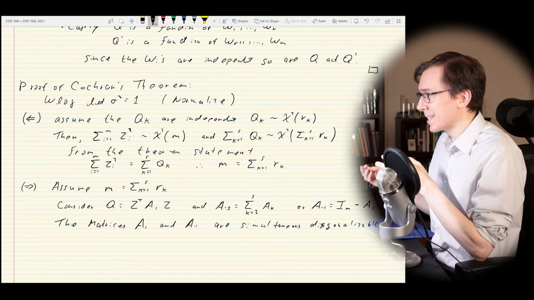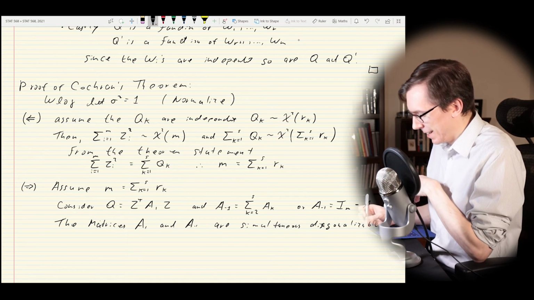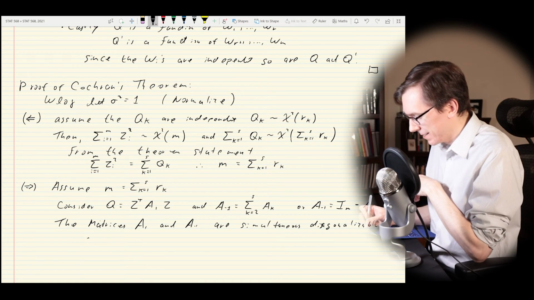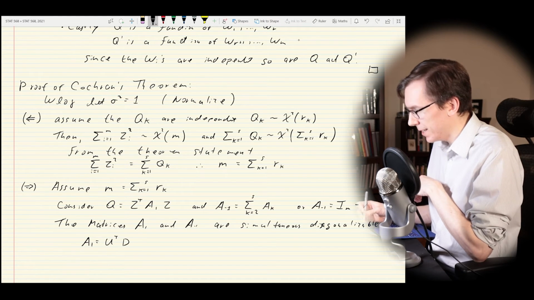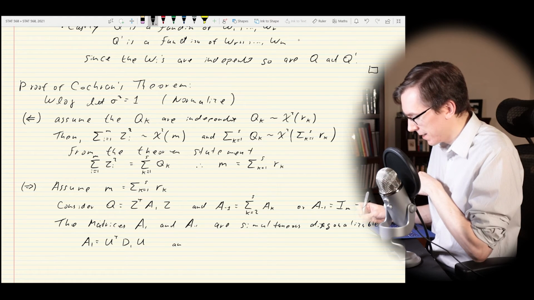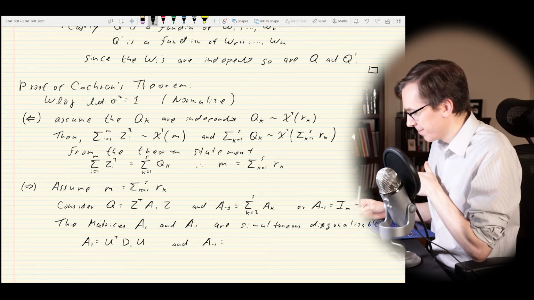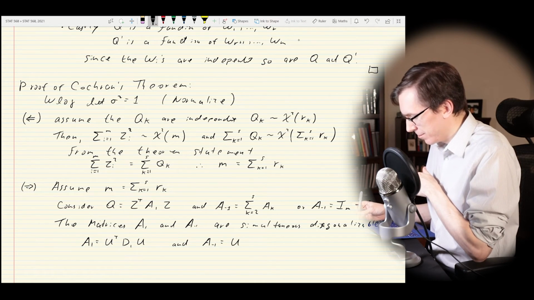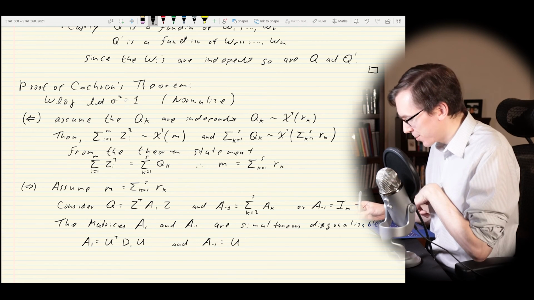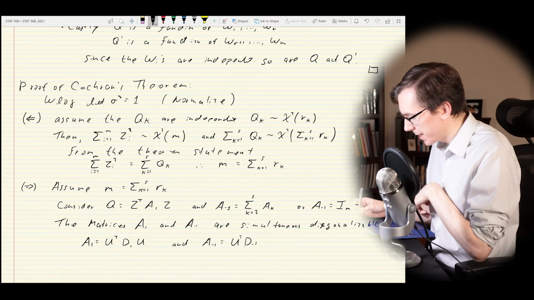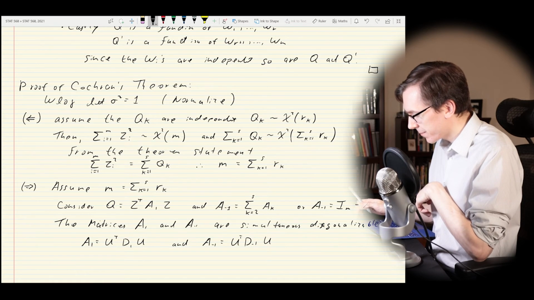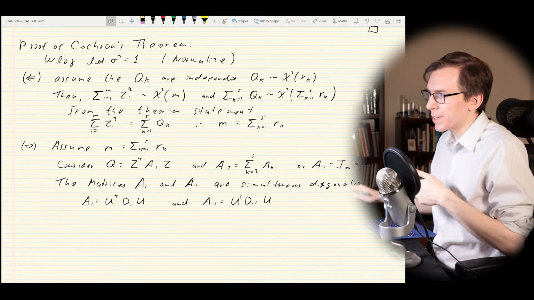All right, so what does that mean? Well, that means that effectively A1 is going to equal something that's going to look like U transpose D1 U, and A minus 1 is going to look like U transpose D minus 1 U. But the point is the matrix U is the same.